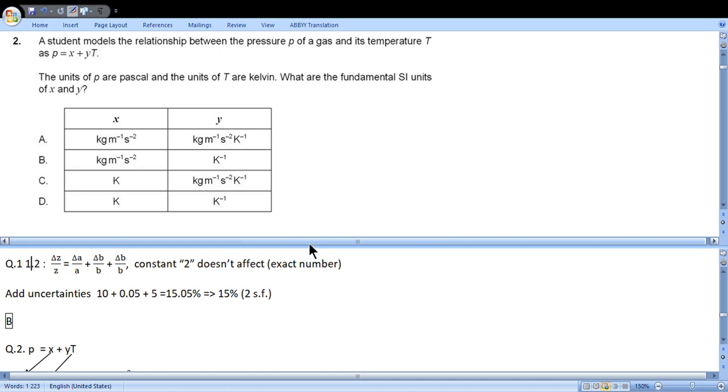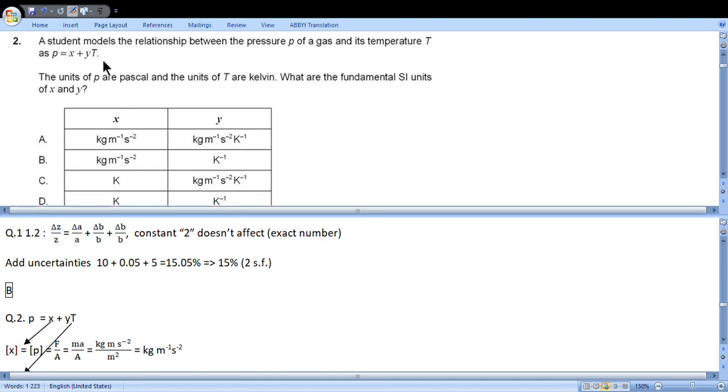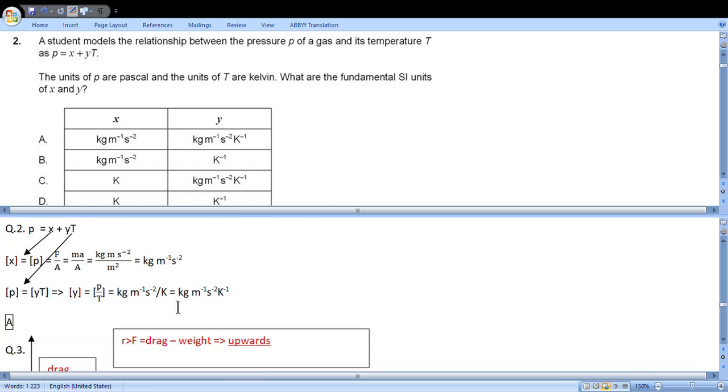Question 2. A student models the relationship between the pressure of a gas and its temperature as P equals X plus Y T. The units of pressure are Pascal and the units of temperature are Kelvin. What are the fundamental SI units of X and Y? So this is the equation that we have.